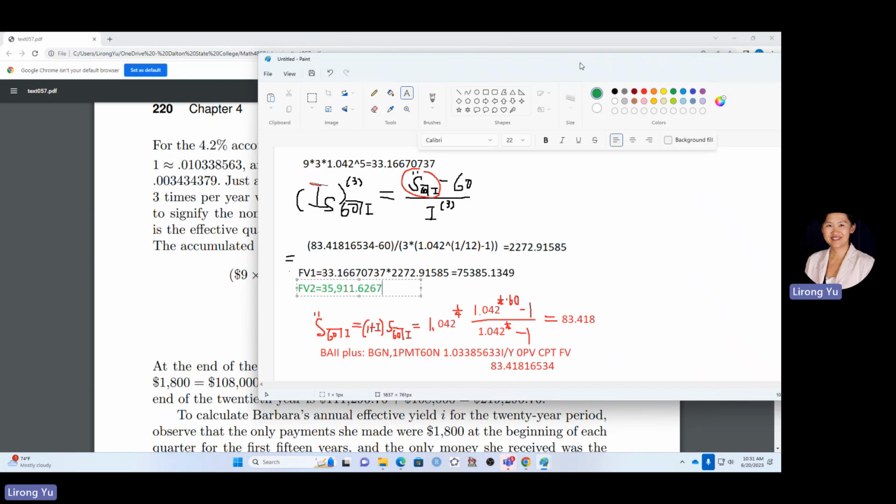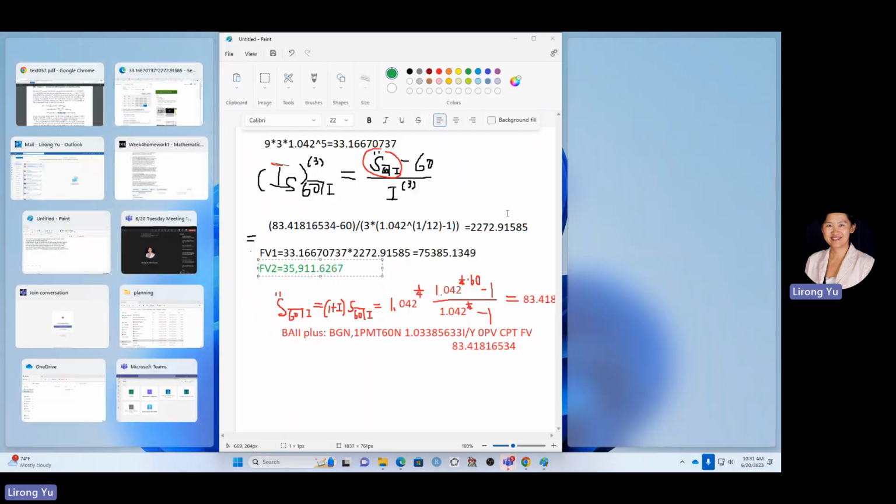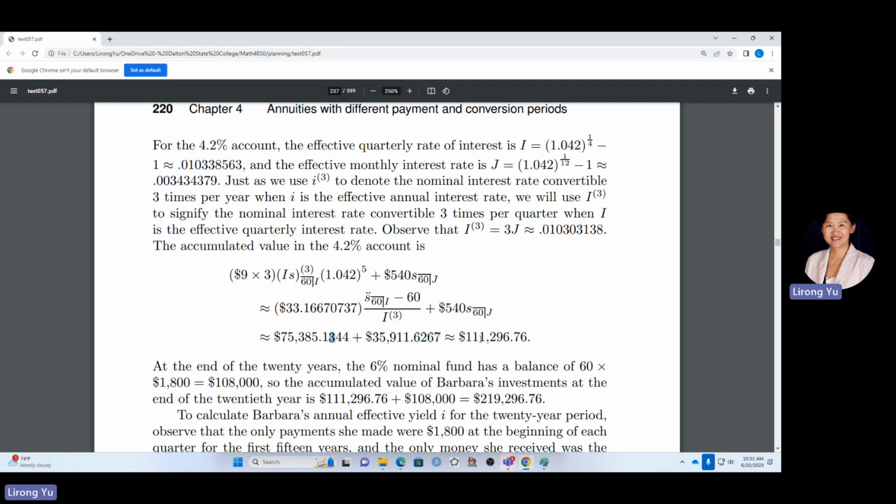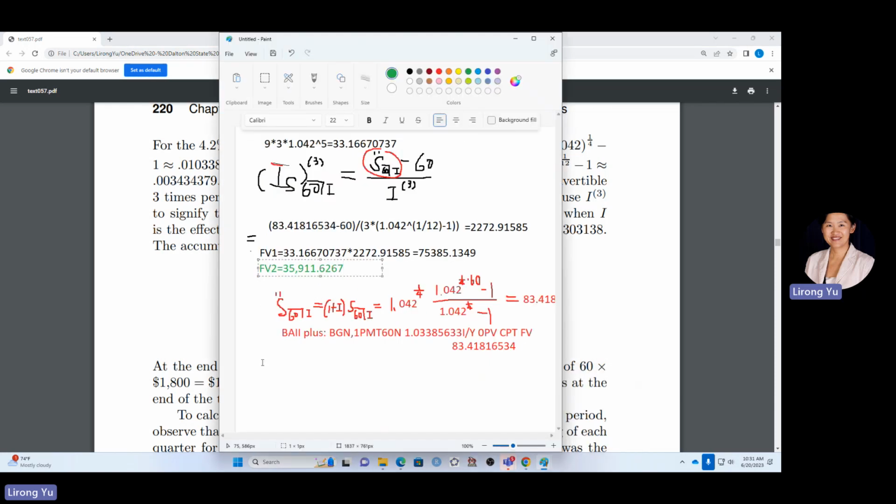All right, and then we can combine them together. What happened there? After we add it together, this is the total value of interest. So the future value of interest is equal to future value 1 plus future value 2, which is this value.